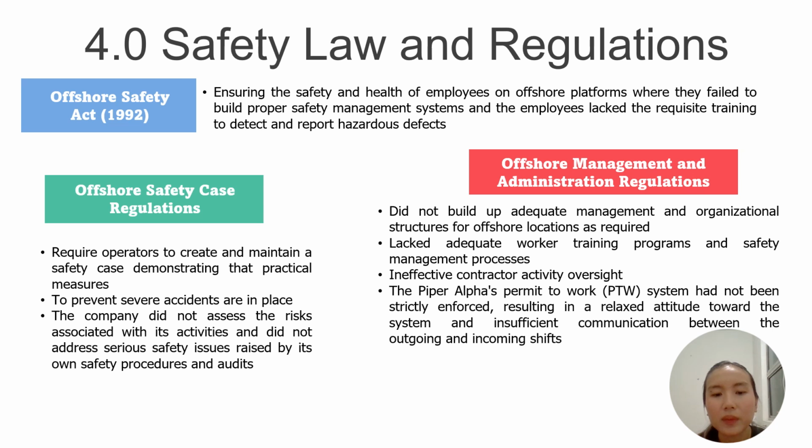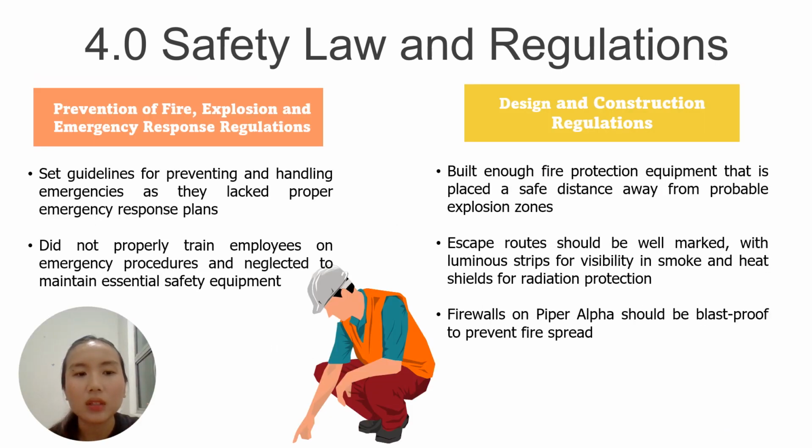The Piper Alpha permit to work system had not been strictly enforced, resulting in a relaxed attitude towards the system and insufficient communication between the outgoing and incoming shifts. The original gas leak would not have occurred if the permit to work protocol had been followed. Furthermore, the organizations also failed to comply with the regulations for the prevention of fire, explosion and emergency response, which set guidelines for preventing and handling emergencies, as they lacked proper emergency response plans, did not properly train employees on emergency procedures, and neglected to maintain essential safety equipment.